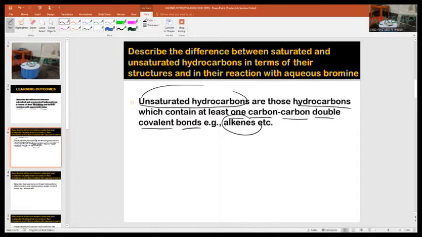Let me draw one of the members. Here is ethene. Here you can clearly see that there is one carbon-carbon double bond in the molecule. That's why it is unsaturated.